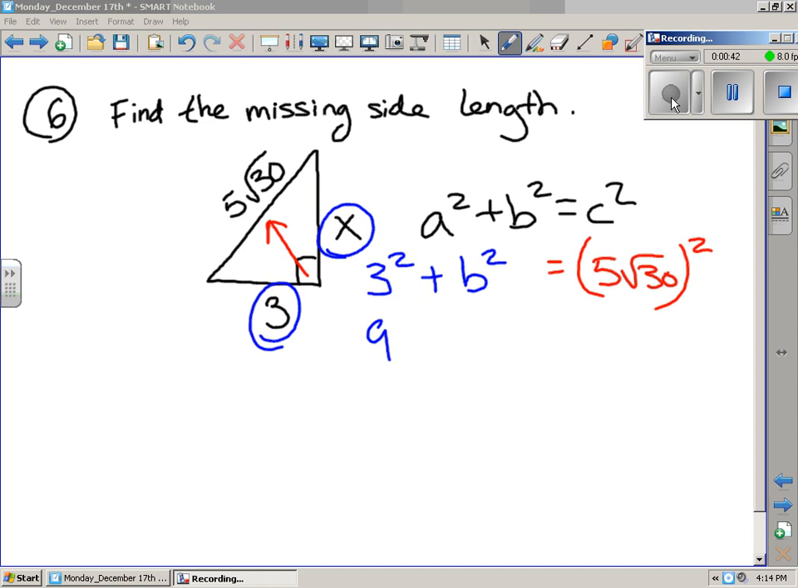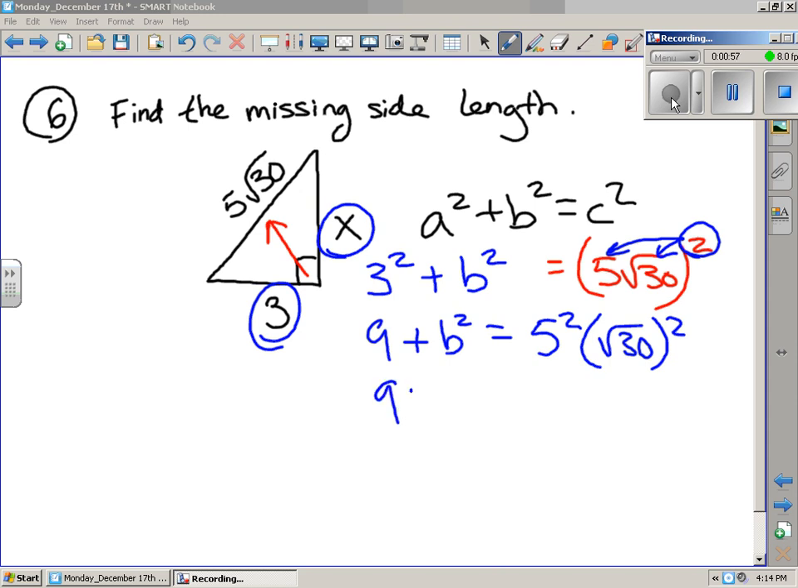3 squared gives you 9. And then on the other side, we do power to a group, you distribute. So we get 5 squared, square root of 30 squared. On the left side, we just carry down 9 plus b squared. And on the right side, we get 25 multiplied by 30. Because the square root and squaring something are inverse operations and they cancel each other out. So 25 times 30, we get 750.